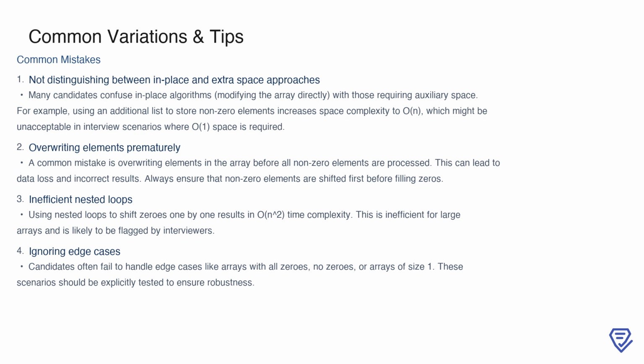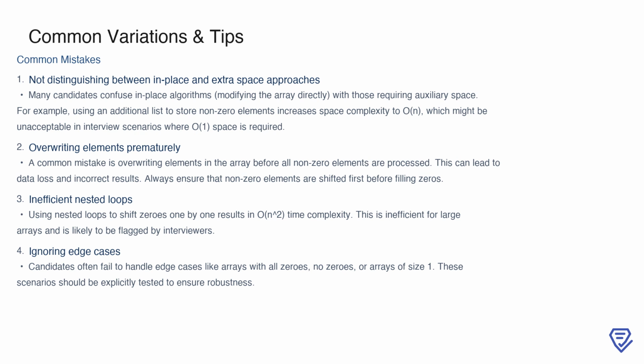Another mistake is overwriting elements prematurely. This happens when you start replacing values in the array before fully processing the non-zero elements, which can lead to data loss and incorrect results. Additionally, avoid the inefficiency of nested loops. Shifting zeros one by one results in O(n squared) time complexity, which is impractical for larger arrays and unlikely to meet the problem's constraints. Lastly, always test edge cases.